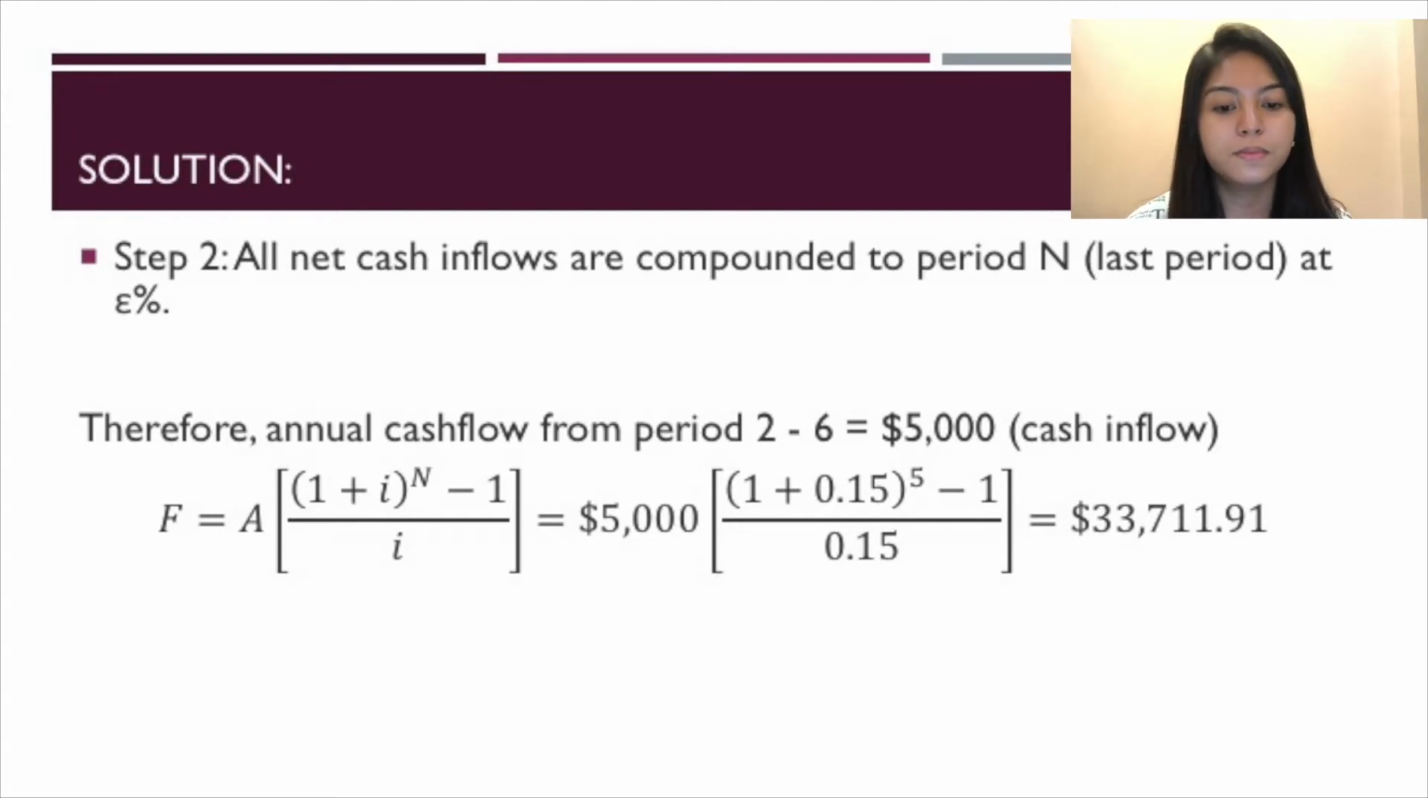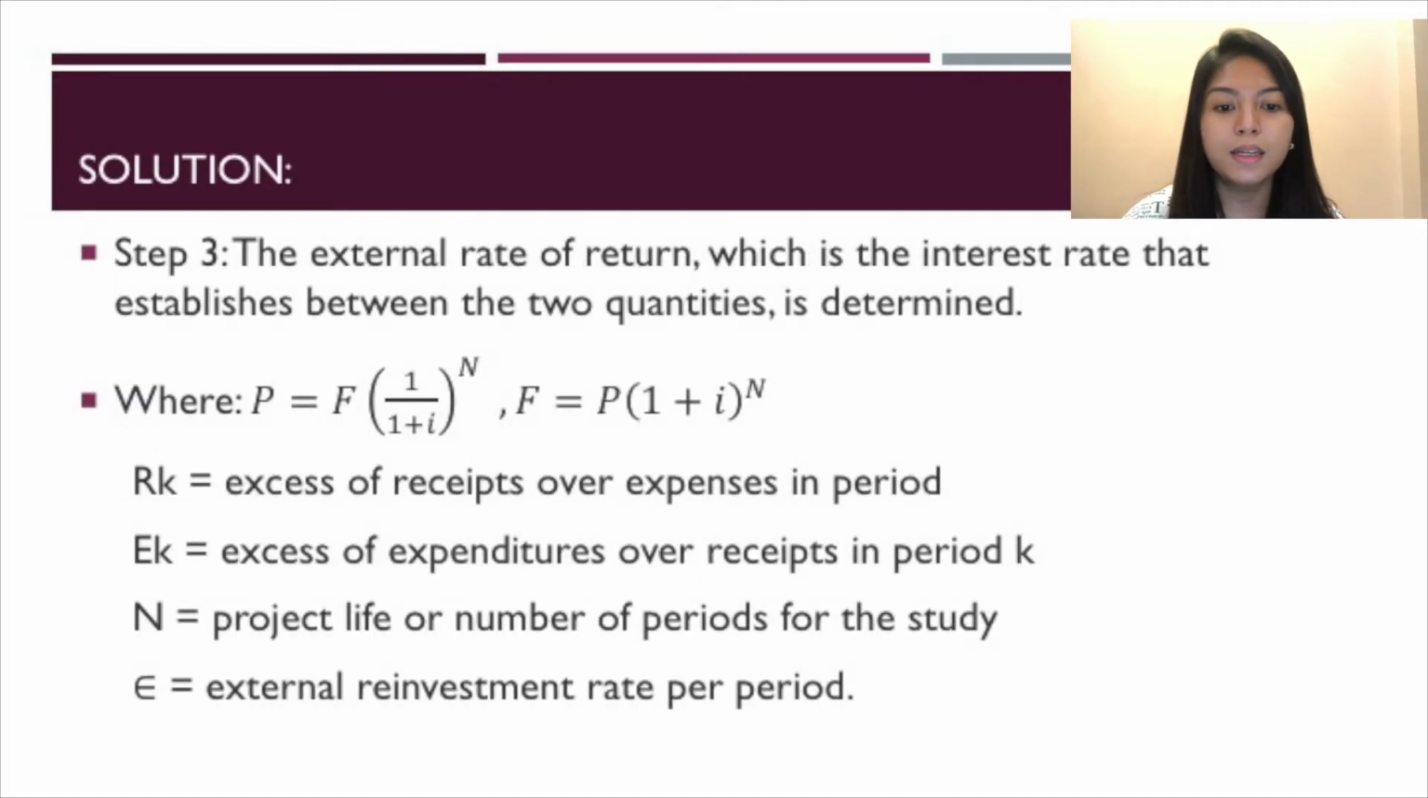$33,711.91. Step 3. As I said, the external rate of return is the interest rate that establishes equivalence between the two quantities. And this will be determined from the formula P equals F multiplied by 1 over (1 plus i) raised to the power of n, and F equals P multiplied by (1 plus i) raised to the power of n.